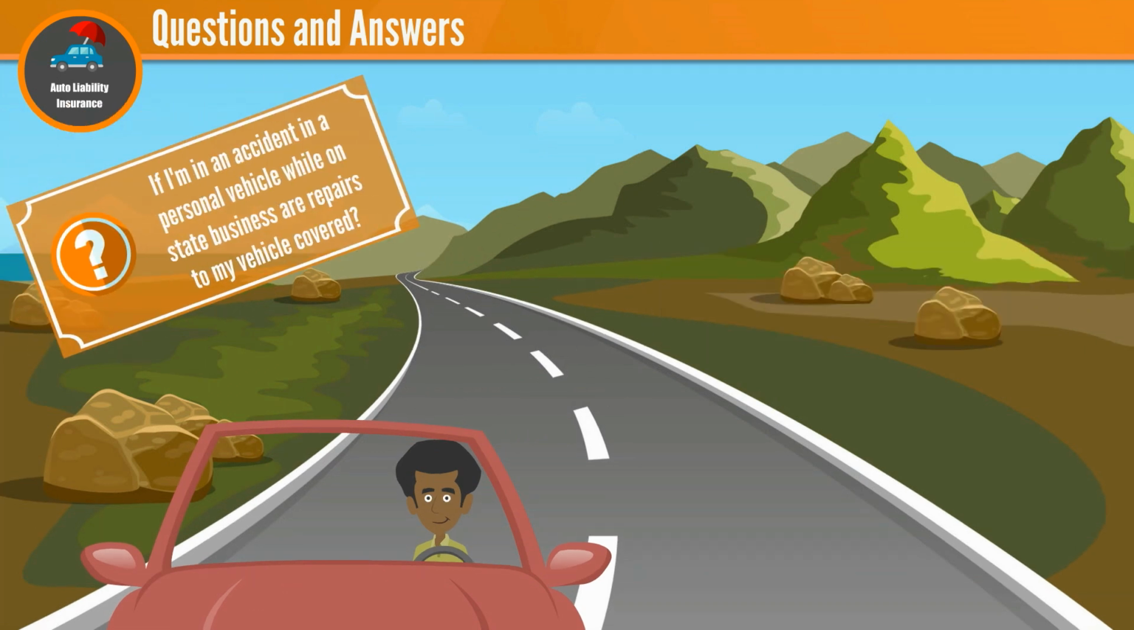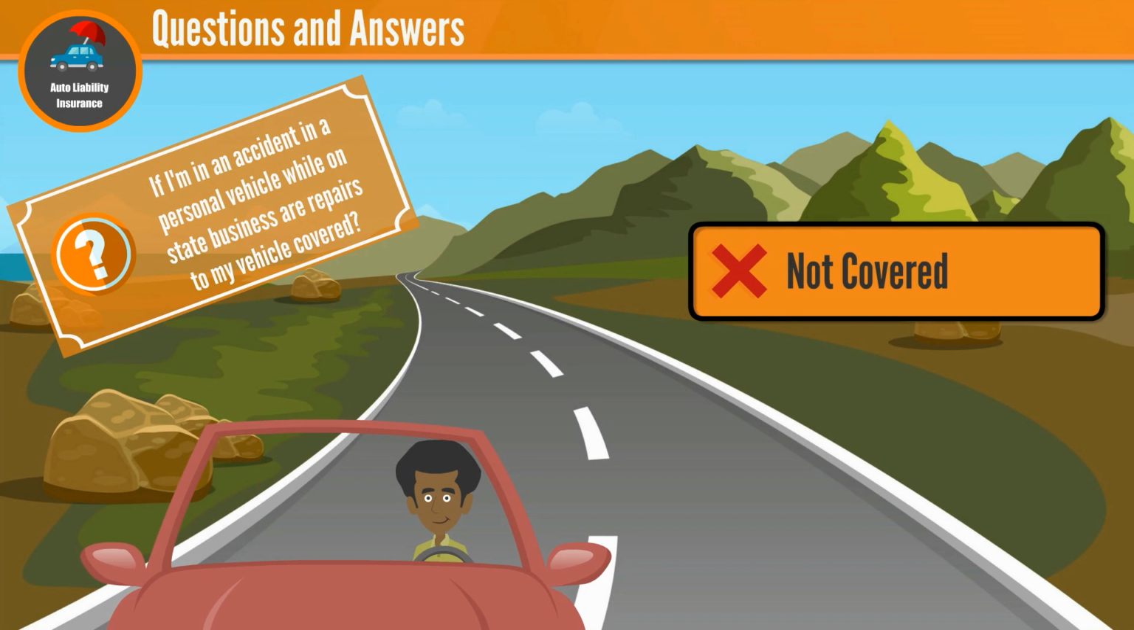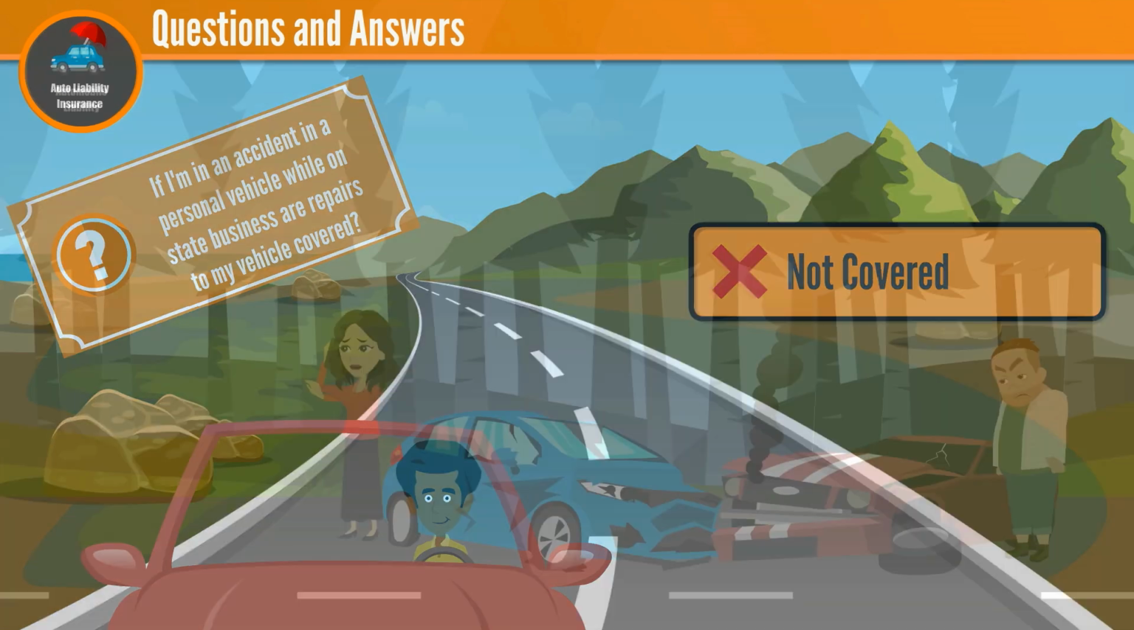If I'm in an accident in a personal vehicle while on state business, are repairs to my vehicle covered? Personal vehicle repair is not covered. Your own insurance will have to cover the cost of the repair.